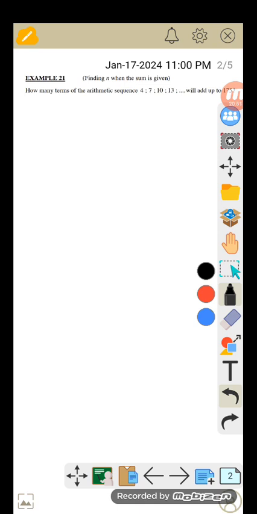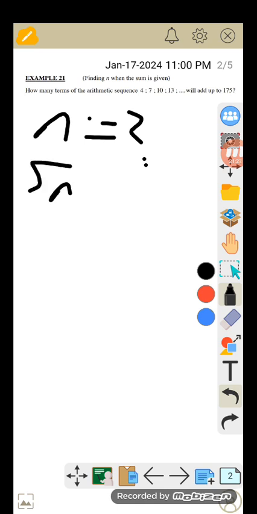In our other example, they say, how many terms in the arithmetic sequence will add up to 175? You see, guys, they have already given us our Sn, the value of the sum of our terms. They want to know the number of terms, which is n. In this case, our n is unknown, since they want how many terms. Our Sn here is 175.